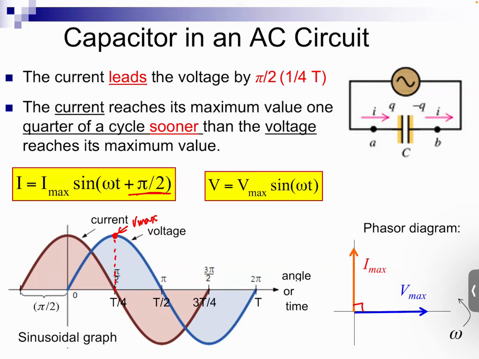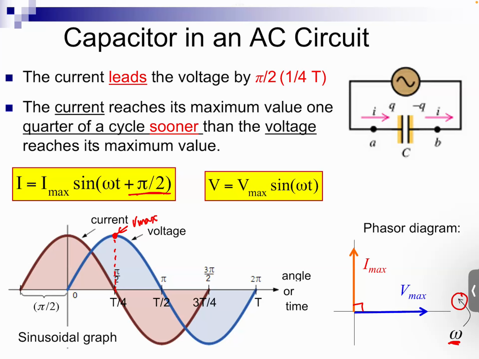In this phasor diagram, we know that the current comes first because the vectors rotate around the circle in the anti-clockwise direction with angular velocity omega, right? So you're sort of going in this direction. So of course, this current comes first, and then the voltage comes later. And you have a 90-degree angle between the vectors.